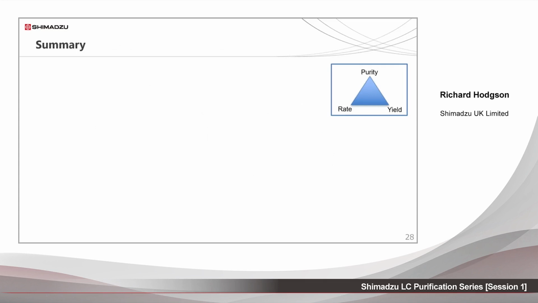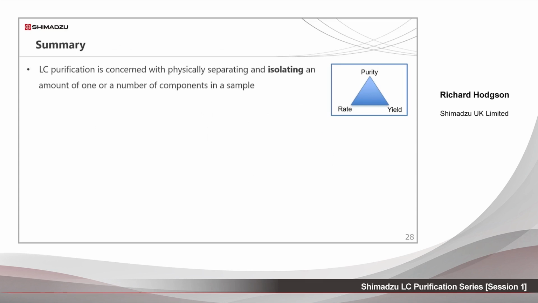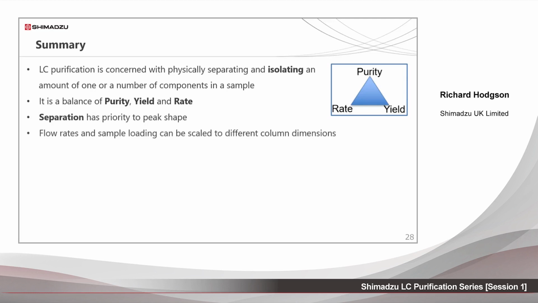Summary. LC purification is concerned with physically separating and isolating an amount of one or a number of components in a sample. It is a balance of purity, yield, and rate. Separation has priority to peak shape. Flow rates and sample loading can be scaled to different column dimensions. Your required purity, yield, and rate will influence loading.